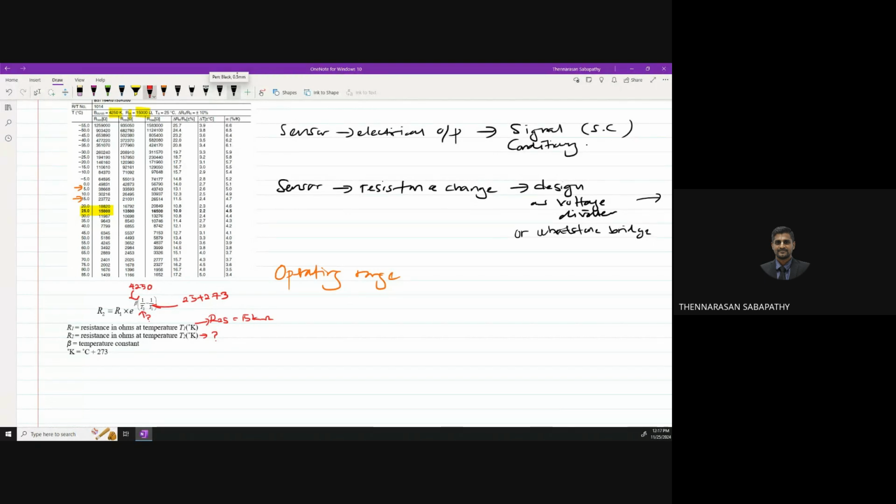So the operating range is 5 degrees Celsius to 15 degrees Celsius. For this operating range, we are going to design our transducer. But first, before we design our transducer, we need to get the resistance for 5 degrees Celsius and 15 degrees Celsius using this equation.